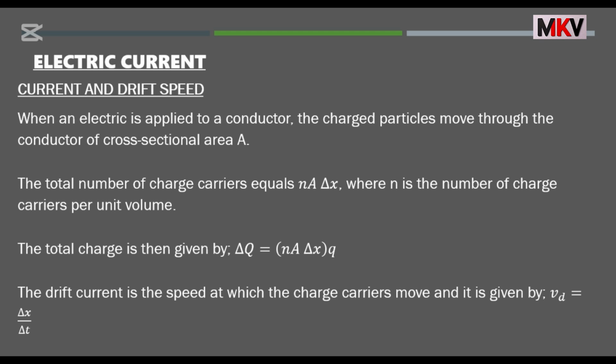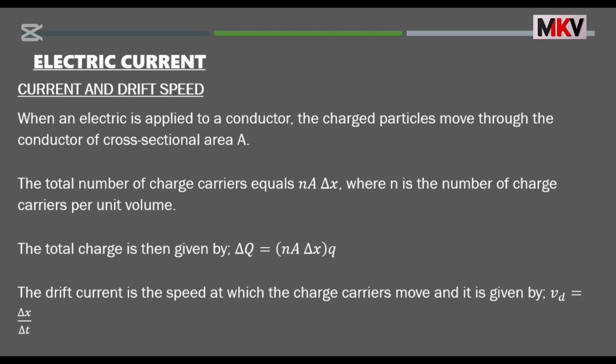So we can therefore get our drift velocity, which is the speed at which the charge carriers move, to be Vd equals change in x over change in t. So this is a normal velocity, distance, time equation. We have V equals change in x over change in t, where Vd denotes the drift velocity.